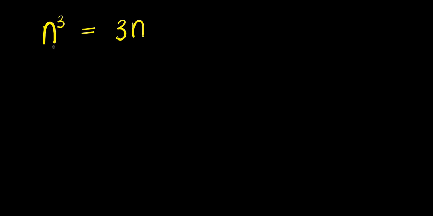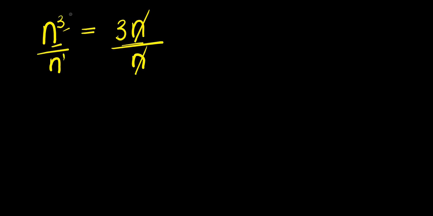Hello, to solve this exponential problem, n power 3 equals 3n, I can solve it in two ways. I can decide to divide this by n and also divide this by n. This n eliminates this n. And for this, I'm going to have this 3 power of 1.